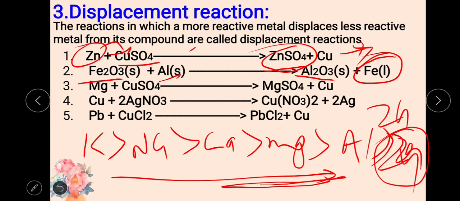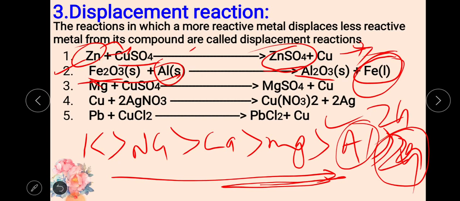Here the displacement reaction works because aluminum is more reactive than iron. See, aluminum is the fourth or fifth most reactive element. This aluminum can easily displace iron, because iron is below zinc in the series, so iron will form. Then it forms aluminum oxide and iron. So iron is less reactive than aluminum, and that is why it will leave its place. If iron were stronger than aluminum, then it would not leave that place.